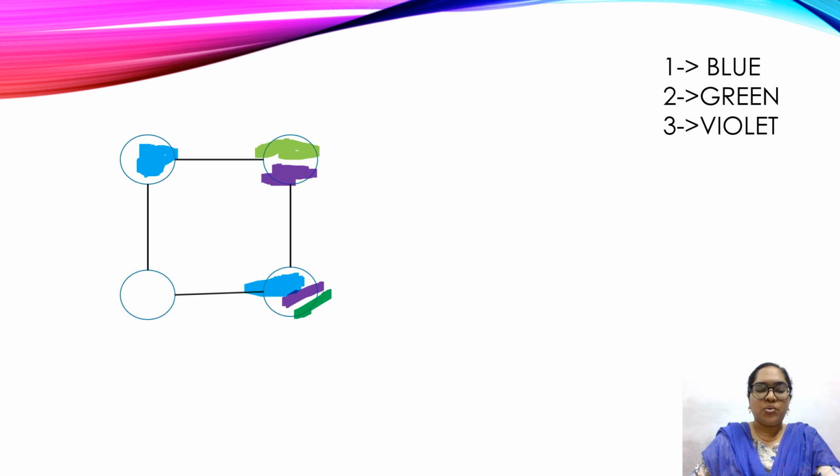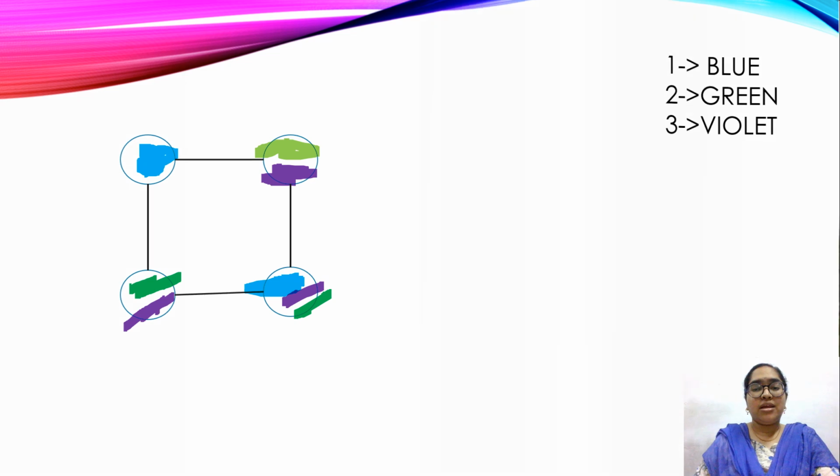Similarly, when we look at the fourth vertex, if we have filled the first vertex with blue and the second vertex with green and the third vertex with either violet or blue, then we can fill here with green. Or else if we have filled the first vertex with blue, the second vertex with violet, and the third vertex with either green or blue, we can fill here either violet or green. So likewise, we have many possible choices that we can color this graph.